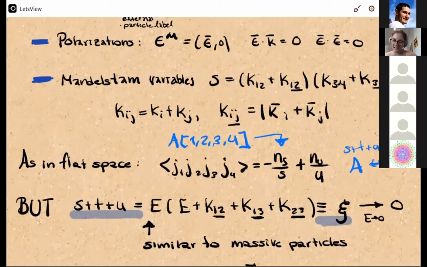May I ask something, Mariana? Are you normalizing the energy by the radius of the AdS scale? Yes. Or setting the radius of the AdS scale to 1, if you want. Exactly. Thanks for pointing it out.